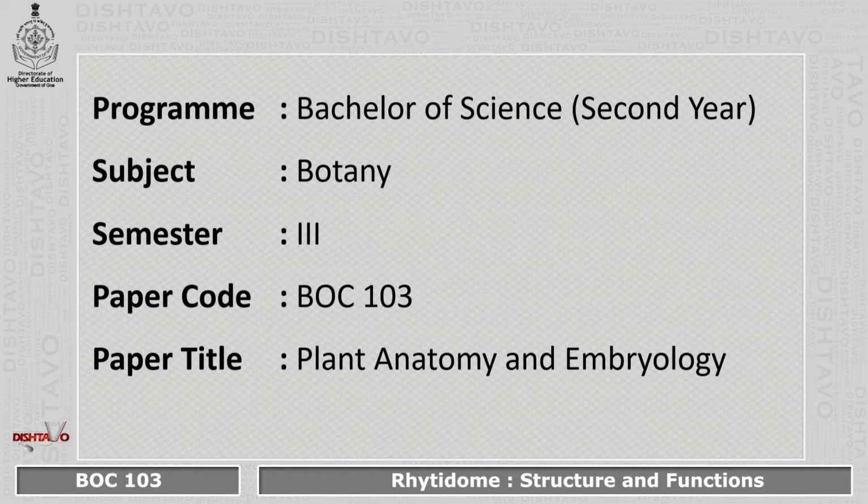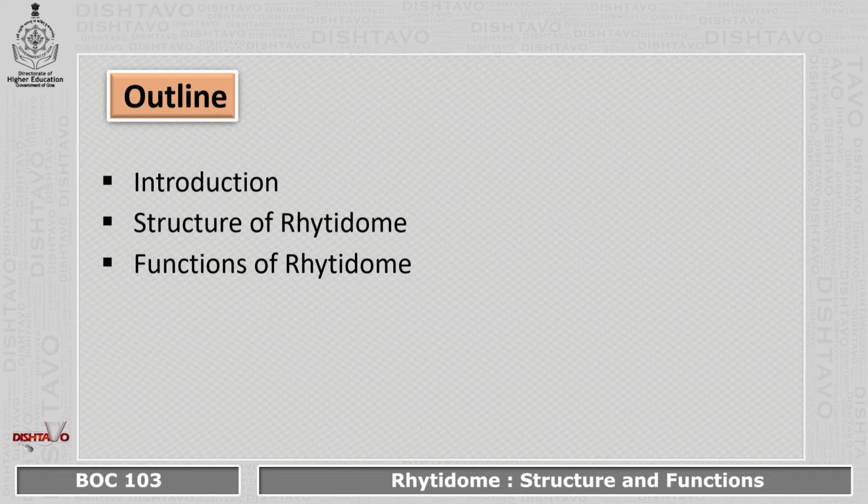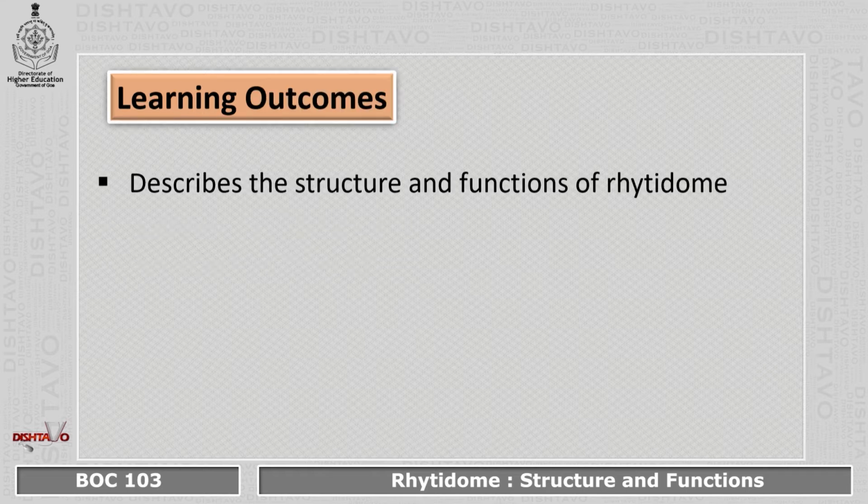Paper code BOC 103. Paper title: Plant Anatomy and Embryology. Title of the unit: Unit 3, Secondary Growth. Module name: Rhytidome, Structure and Functions. Module number 24. The module outline is Introduction, Structure of Rhytidome, Functions of Rhytidome. The learning outcome of this module is to describe the structure and functions of Rhytidome.